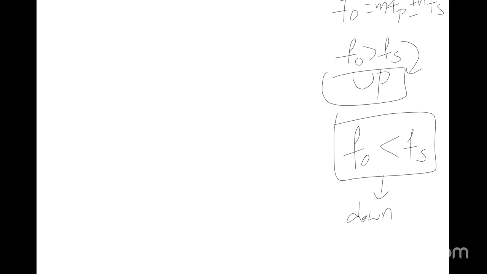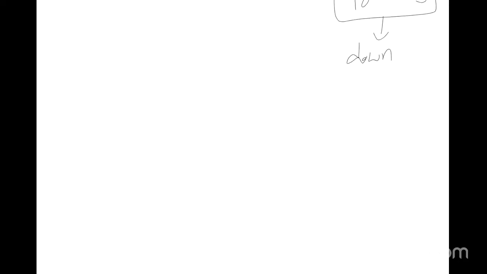If output frequency F0 is greater than Fs, we will call this a parametric up counter. If output frequency F0 is lesser than Fs, we will call it a parametric down counter. After this, we have to write equations. Next subheading is parametric up counter. In the up counter, what are the things we have to cover?